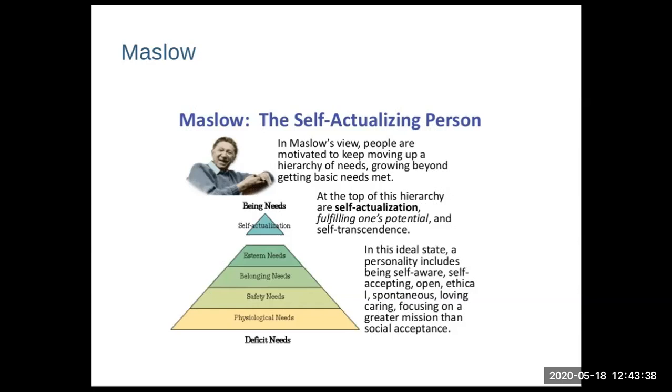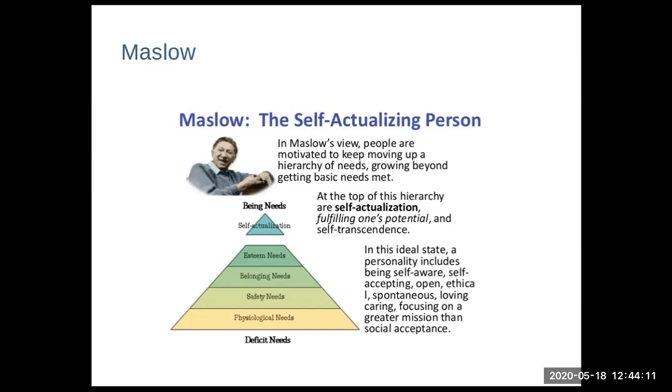In Maslow's view, people are motivated to keep moving up this hierarchy of needs, growing beyond just getting some basic needs met. Here, we see that there are levels to this. At the top, we see things like self-actualization, which means fulfilling one's potential. Self-transcendence means having the means for yourself to get to that next level, transcending to a higher version of yourself or a higher plane, bigger and better goals, and doing all that you can.